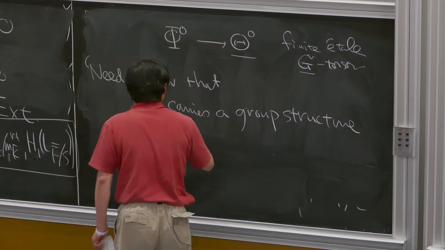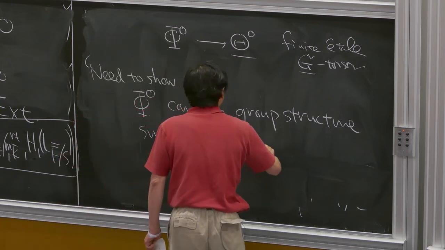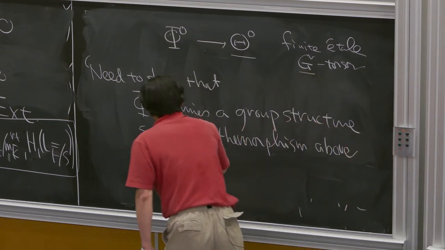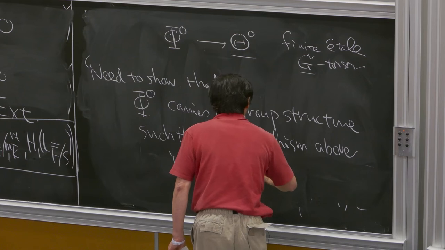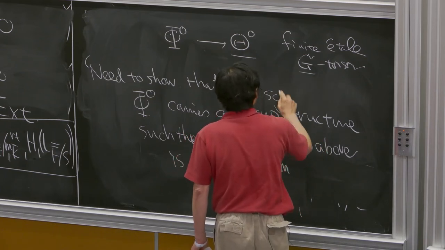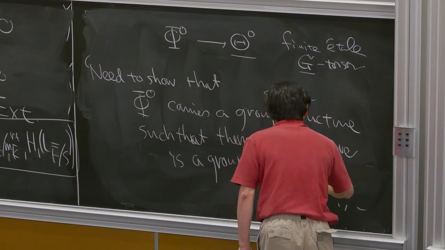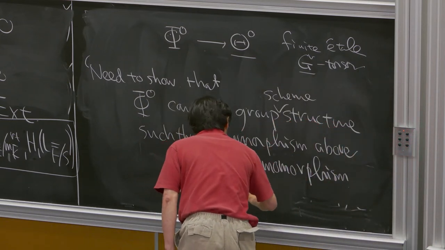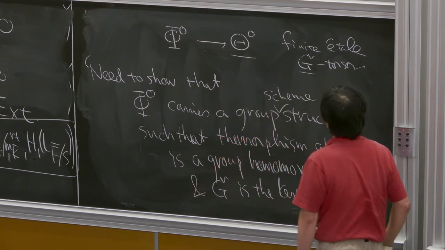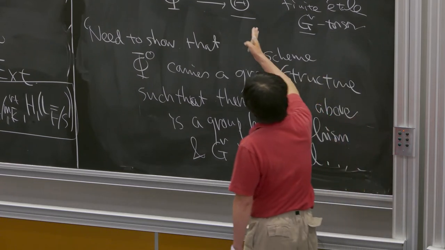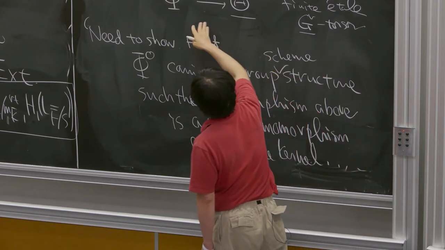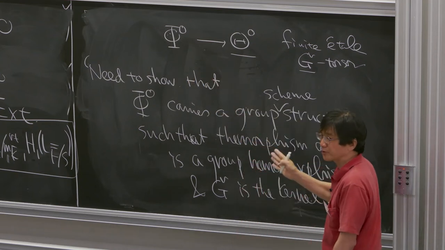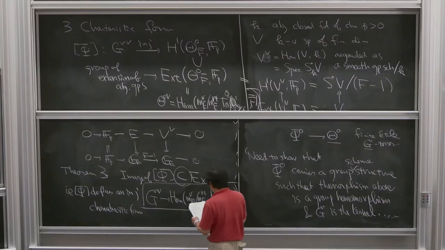such that the morphism above is a group scheme structure, and GR is the kernel. So from the beginning, a priori, this is just a finite etale morphism. But in fact, this carries more structure: the source is a group scheme, and the morphism preserves group structure.